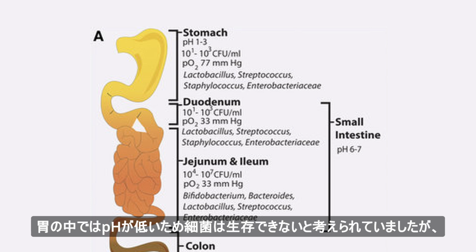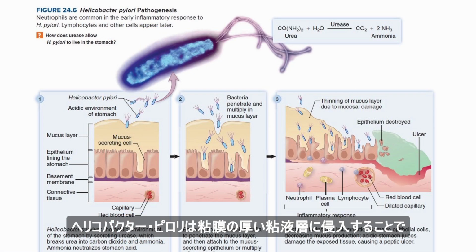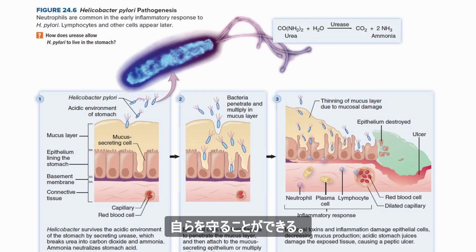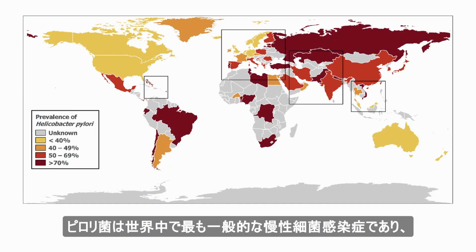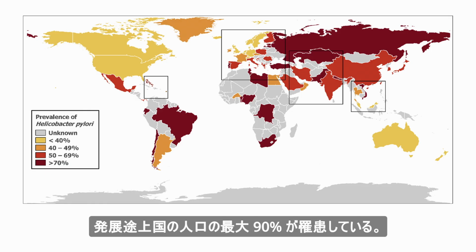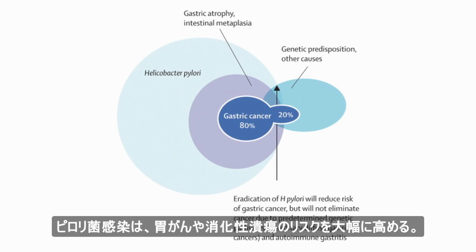It was thought that bacteria could not survive in the stomach due to the low pH, but Helicobacter pylori is able to protect itself by penetrating the thick mucous lining of the mucosa. H. pylori is the most common chronic bacterial infection worldwide, affecting up to 90% of the population in developing countries. H. pylori infection greatly increases the risk of stomach cancer and peptic ulcers.